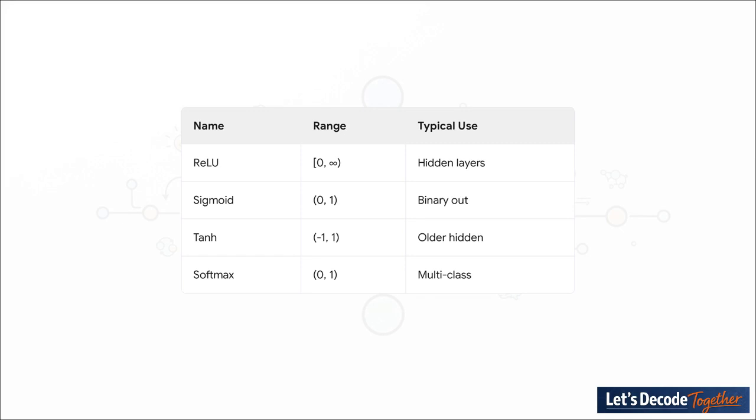Notice how specialized these functions are. For outputting a simple yes or no probability, you'd use a sigmoid, which creates a nice S-curve between 0 and 1. If you're choosing between multiple categories, like trying to identify different animals, you use softmax, creating a probability distribution that always adds up to exactly 1. But for the vast, deep, hidden layers in the middle of the network, ReLU is the absolute default.